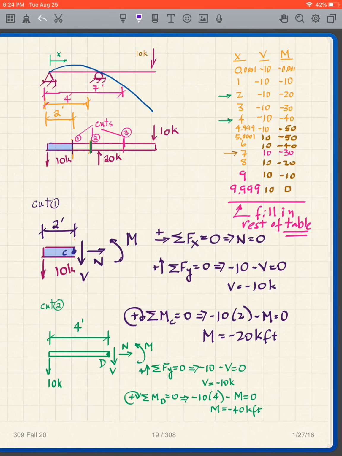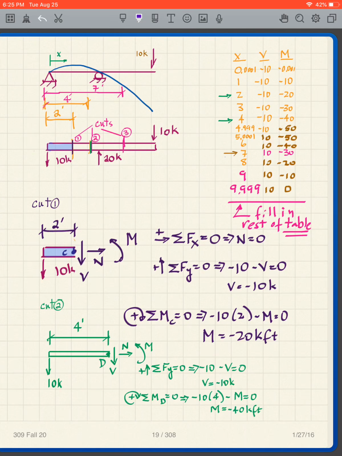So let's make a little list here. I'm going to have my X, my V, and my M here. For my different X values, my first cut was at 2 feet. My second cut was at 4 feet. So that's x equals 2, x equals 4. Let's fill in our values. My V is negative 10, my V is negative 10. My M is negative 20, my M is negative 40.